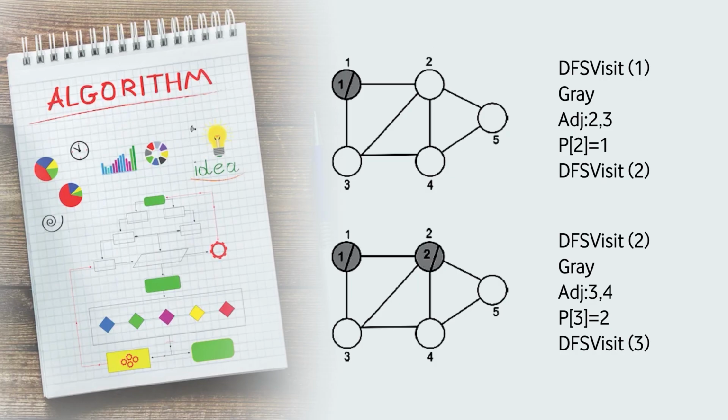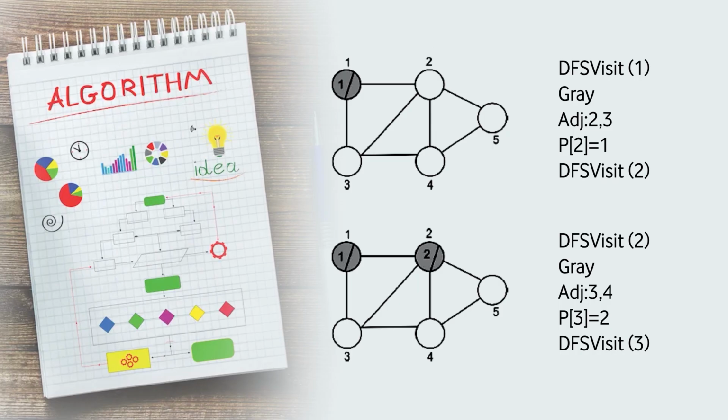Now you can visit 3 first, or you can visit 2 first, because both have equal priority and both are adjacent to 1. So whichever node you prefer, you can visit. Okay, so I am just going with 2 here. So I'll again place a call to DFS visit 2.